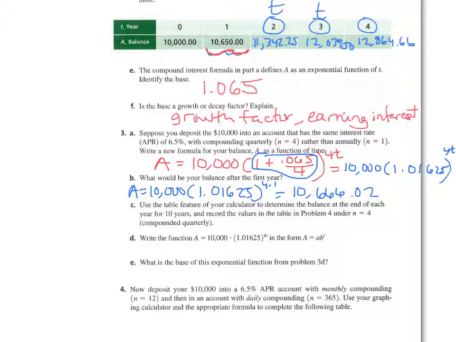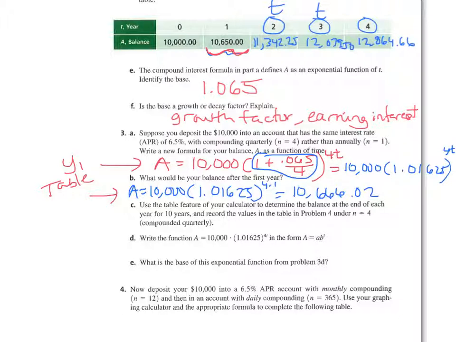So think about now, what if I did it even more times? Use the table feature in your calculator to determine the balance at the end of each year for 10 years. If you put this one up here into Y1 and use your table, you can scroll down and see how much it's going to be. I can get the same table I made up above without having to do all the calculations and figure out what the balance is. Okay, so part C is what we were just talking about.